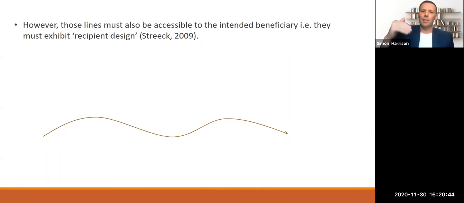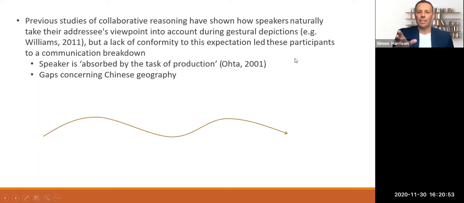But another level is that those lines need to be made accessible to the intended beneficiary. They must exhibit recipient design. Now, previous studies of collaborative reasoning and dialogue have shown how speakers naturally take their addressee's viewpoint into account during gestural depictions. But in this example, it seems to be a lack of conformity to that expectation that led the students into a breakdown.